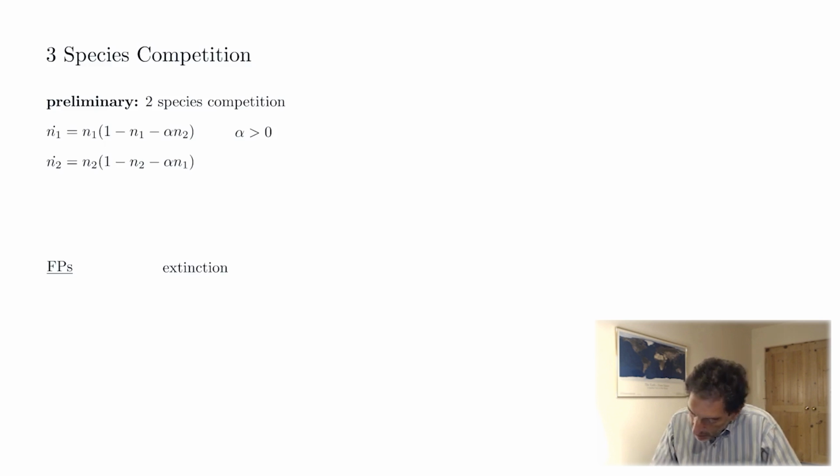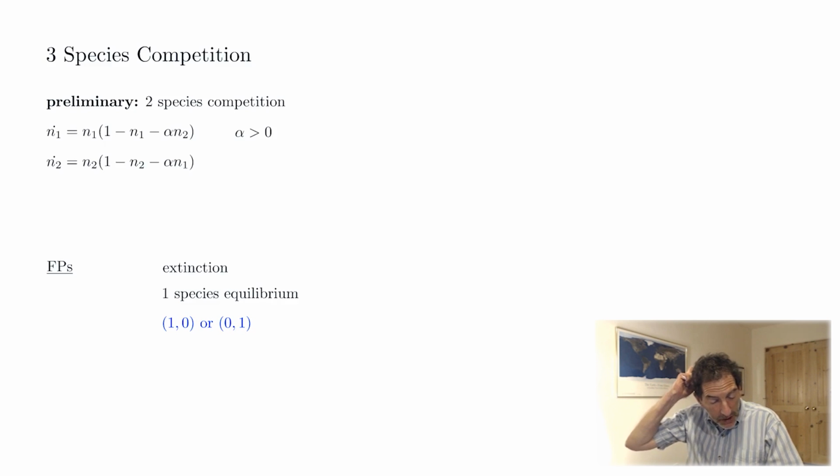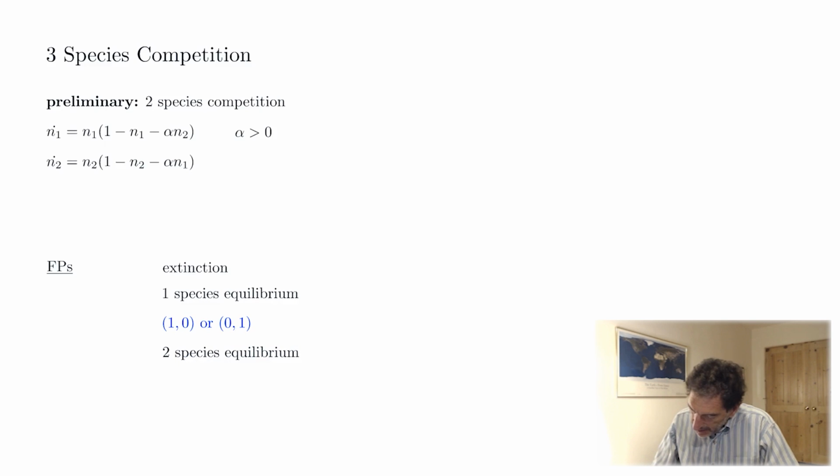There's also the one-species equilibrium. We could have either (1, 0) or (0, 1) as the two possible one-species equilibria, where the other species has been eliminated. And then there's the two-species equilibrium, in which N star is equal to (1 over 1 plus alpha, 1 over 1 plus alpha). So both species are present, but their overall density is less than 1, equal to 1 over 1 plus alpha, because of the competition.